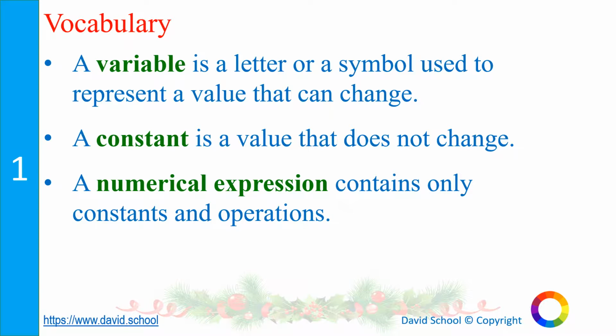A numerical expression contains only constants and operations. In the second lesson, Order of Operations, we simplified numerical expressions using order of operations. A numerical expression contains only numbers and operations. For example, 17 plus 2, negative 11 plus 19, 20 times 5, 11 divided by 22.